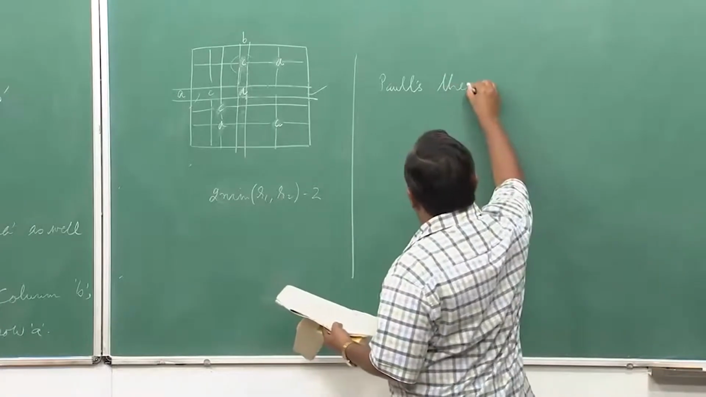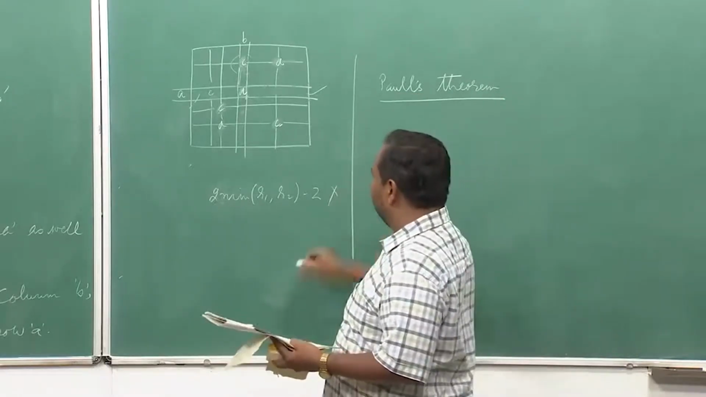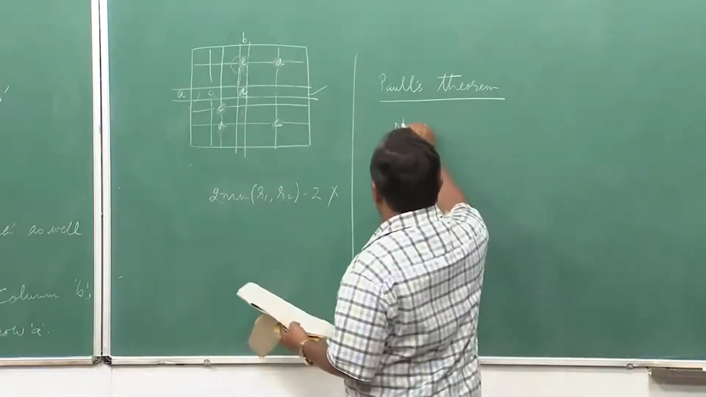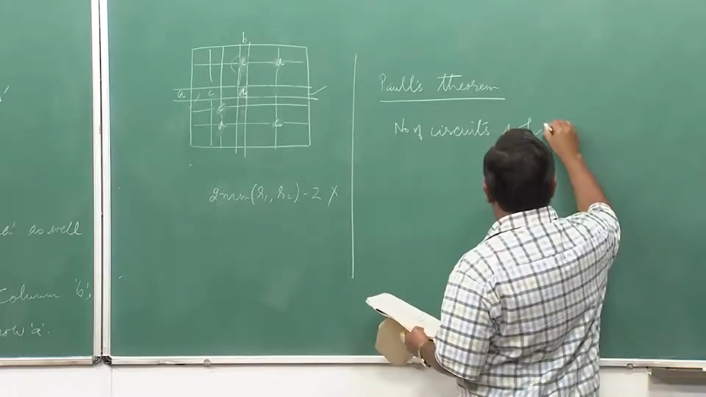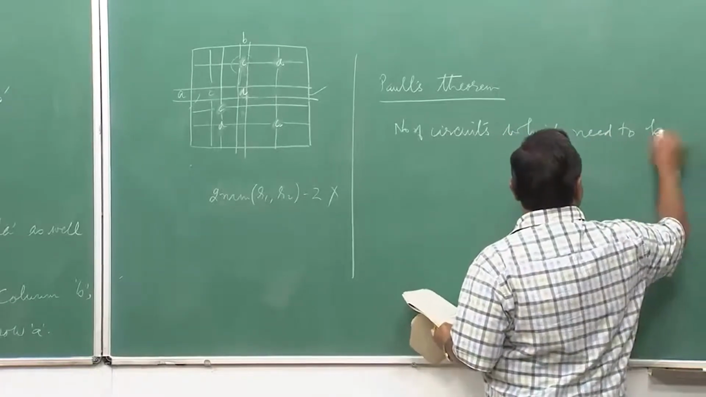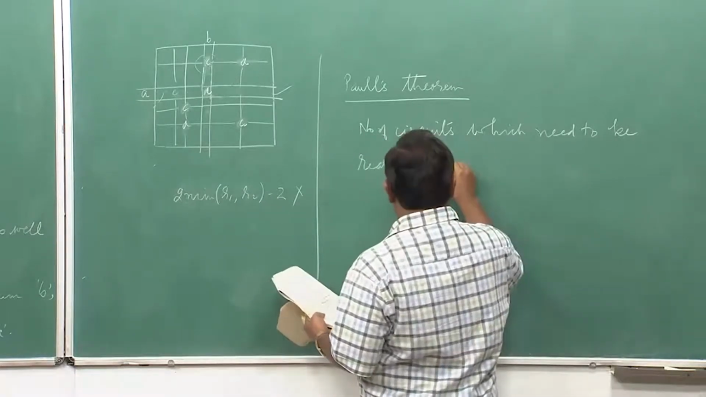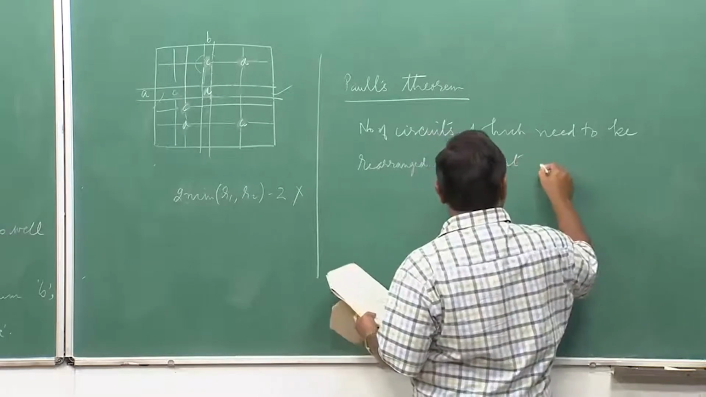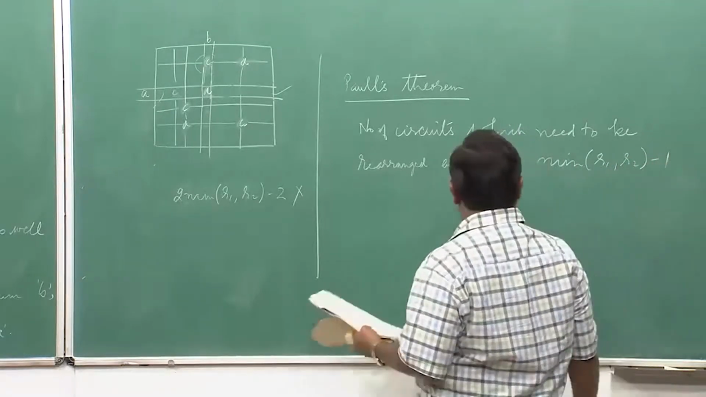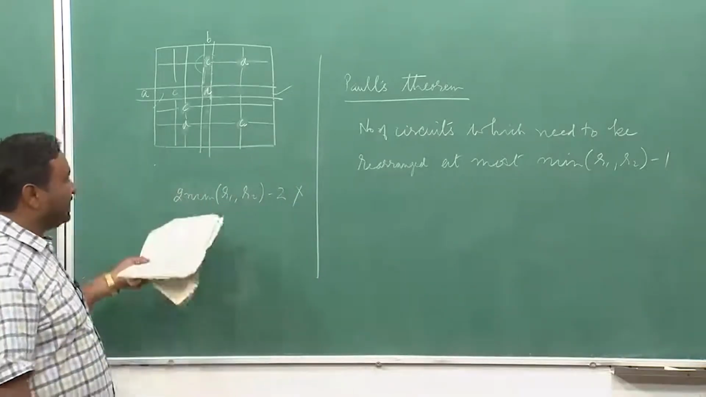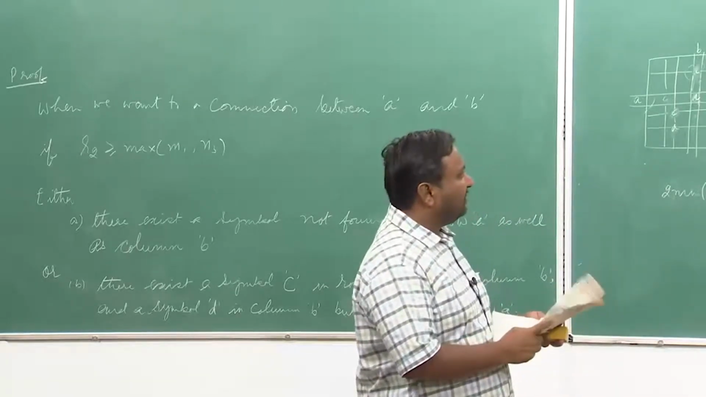So, Paul's theorem states that the number of circuits which need to be rearranged is not this. So, the number of circuits which need to be rearranged at most will be minimum of R1, R2 minus 1, it is not twice. So, this number was twice actually originally in the theorem. So, Paul's theorem actually improves on this, but what is the premise, how do we actually get it?